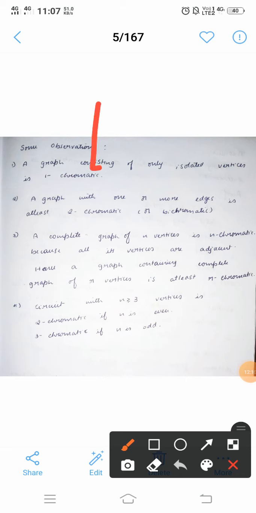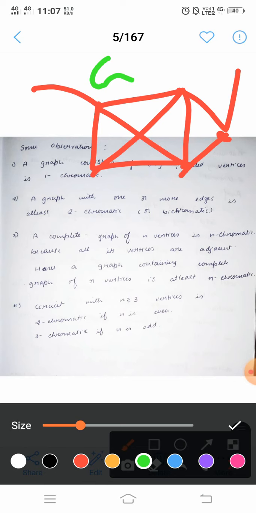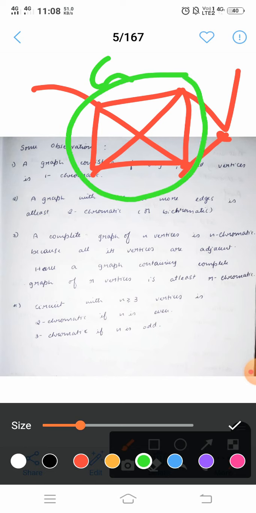This is a complete graph, right? I'm considering this graph. This is a graph G. Graph G contains this complete graph, this complete graph with 4 vertices.